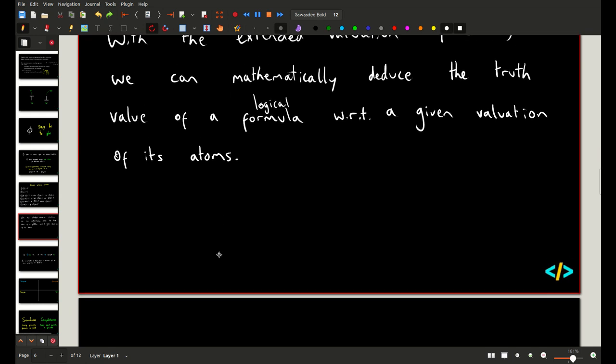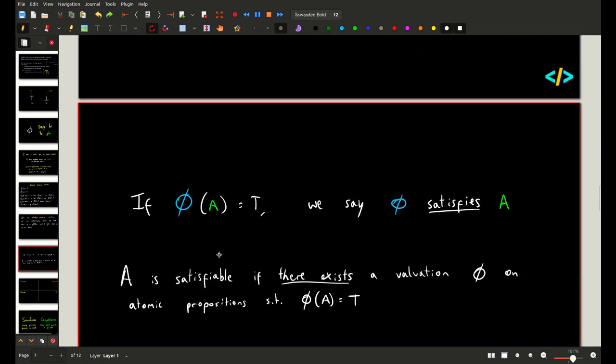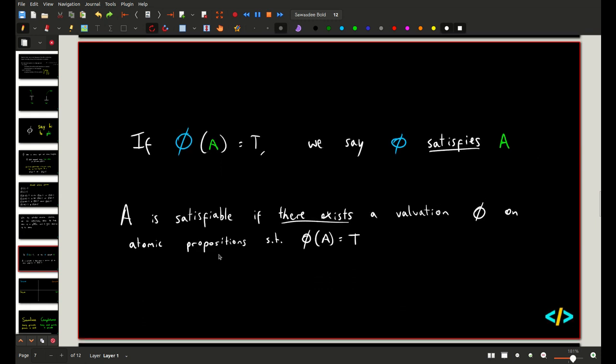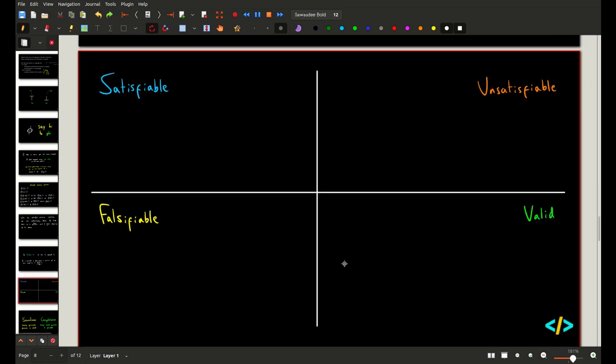Before we try and see that in practice, I just wanted to go over a few terms. If phi of A is true, we can say phi satisfies A. This is just some terminology you'll see. And A is satisfiable if there exists a valuation phi, just a single valuation needs to exist at least, such that phi of A is true. So it's satisfiable if at least one valuation leads to A being evaluated as true. I just wanted to go over these four terms.